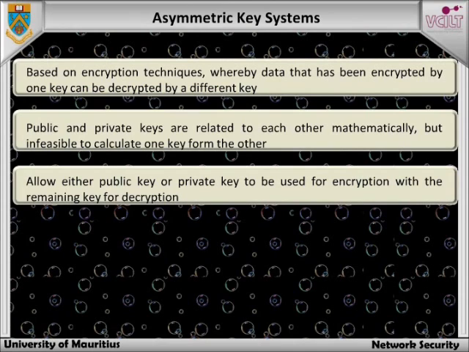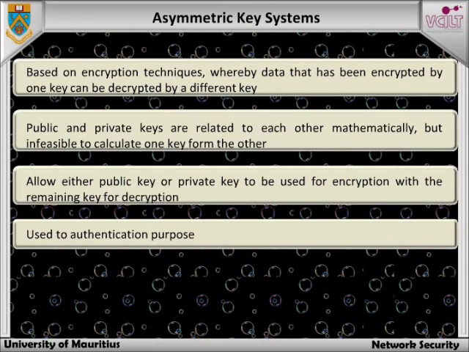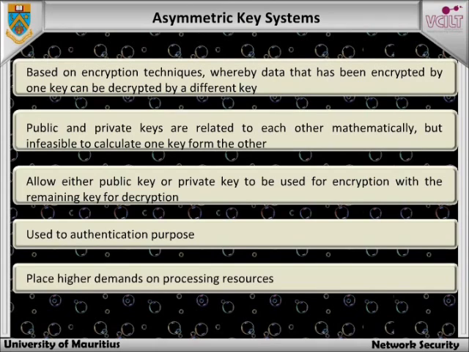Public key algorithms can allow either the public key or the private key to be used for encryption, with the remaining key used for decryption. This allows these particular public key algorithms to be used for authentication. Public key algorithms place higher demands on processing resources than symmetric key algorithms, and so tend to be slower. Public key encryption is therefore often used just to exchange a temporary key for a symmetric encryption algorithm.